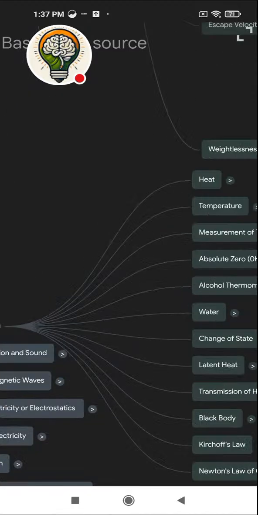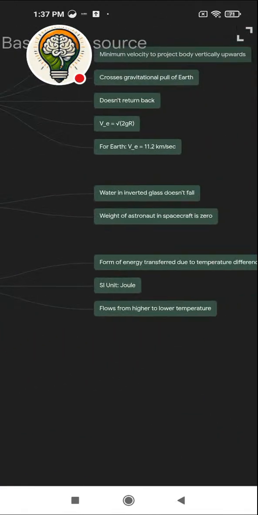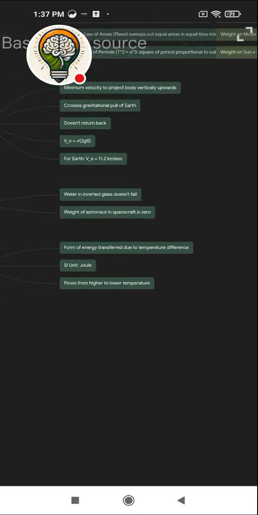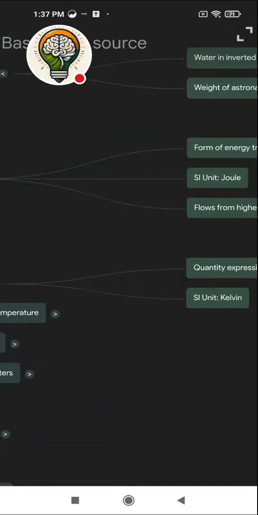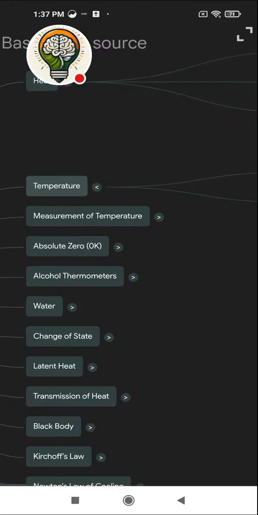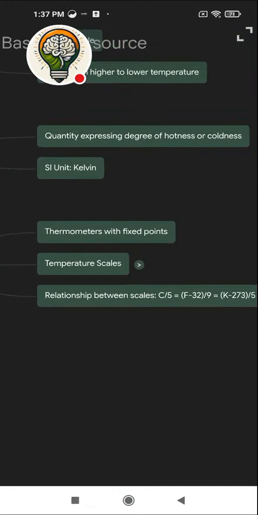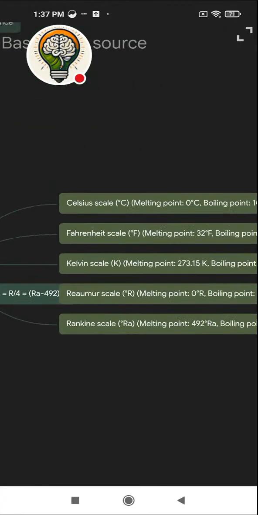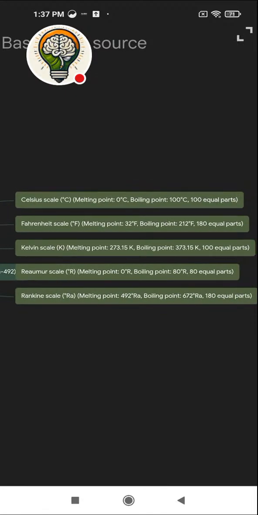Then heat. Heat is a form of energy transferred due to temperature difference. SI unit of heat is joule, and it flows from higher to lower temperature. Then temperature: the quantity expressing the degree of hotness or coldness. SI unit is Kelvin. Then comes the measurement of temperature. A thermometer with fixed points and a temperature scale, such as Celsius.